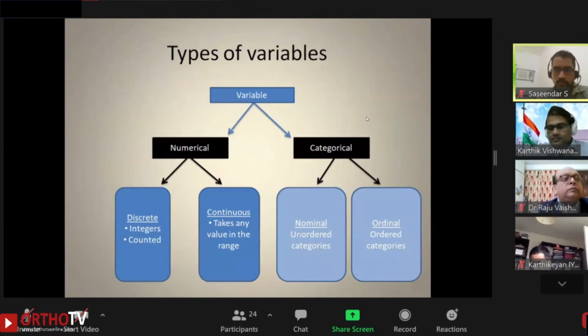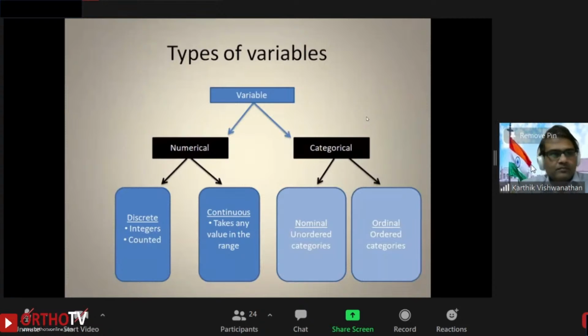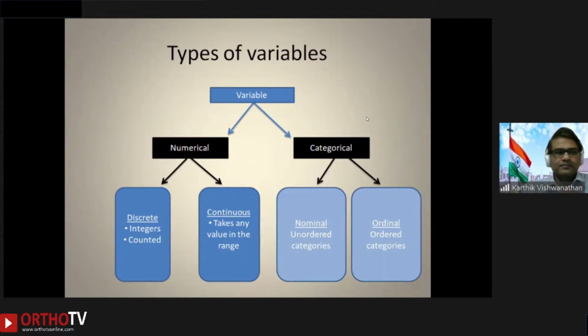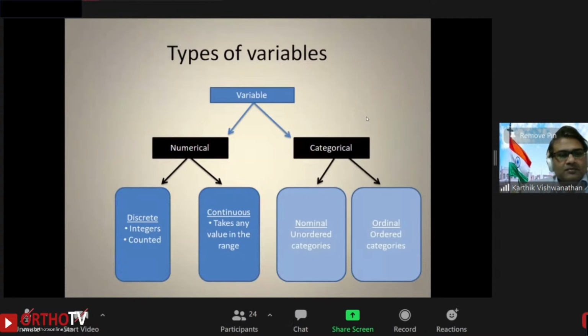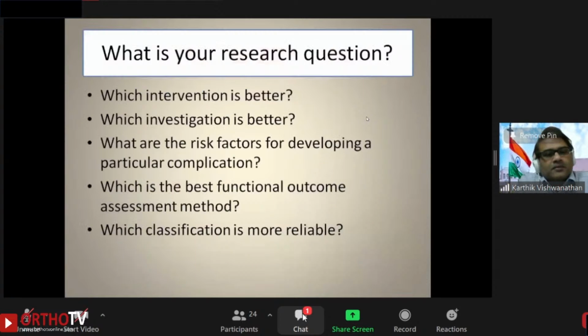There are two types of variables, numerical and categorical. Discrete are those where you can count, such as number of days of hospitalization or number of blood transfusions. Continuous data mainly pertains to range of motion assessment or functional scores such as the Harris Hip Score or Oxford Hip Score. The nominal category has no ranking, such as blood groups or type of hip prosthesis. The ordinal category is for classification such as ASA grading, Garden's classification, or open fracture classification such as the Gustilo-Anderson classification.